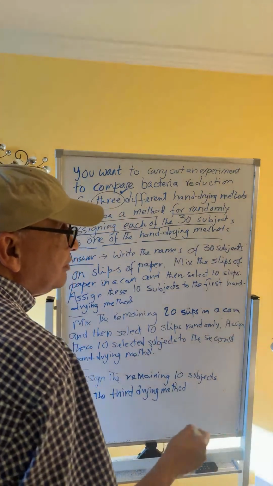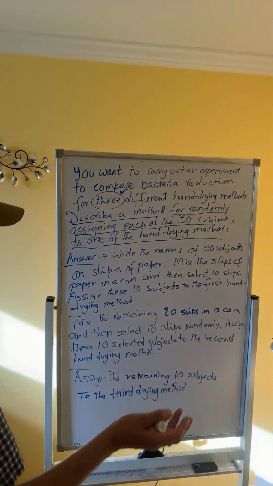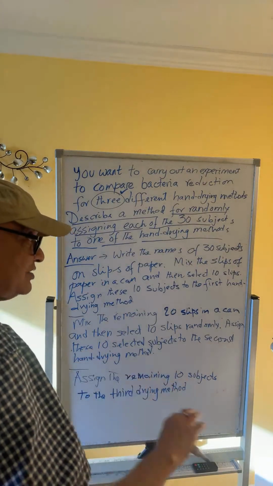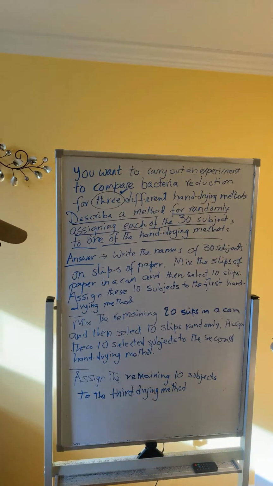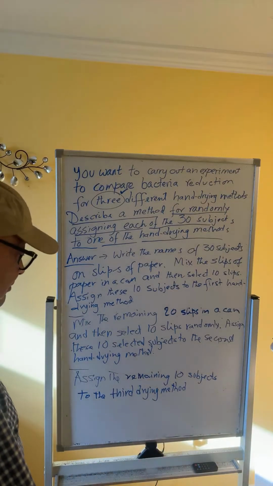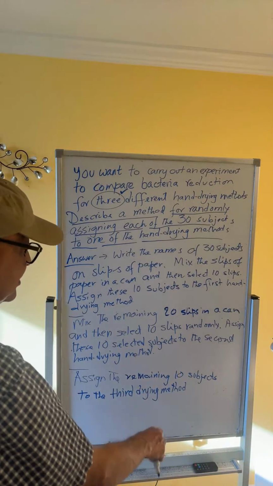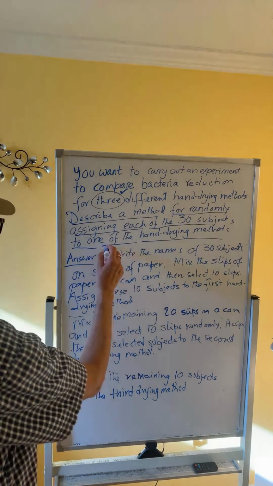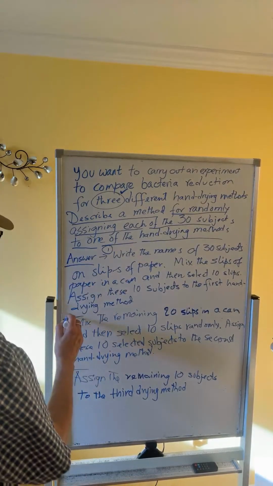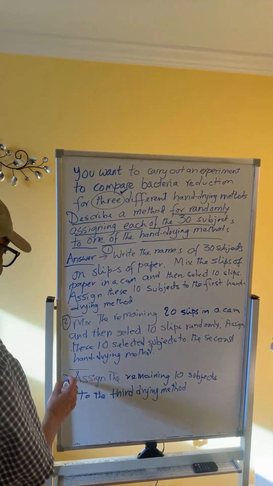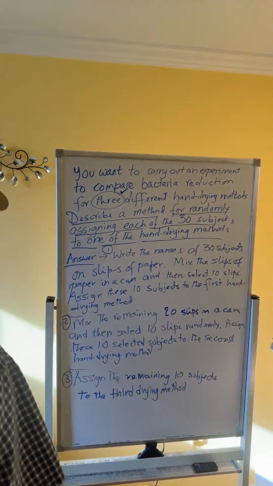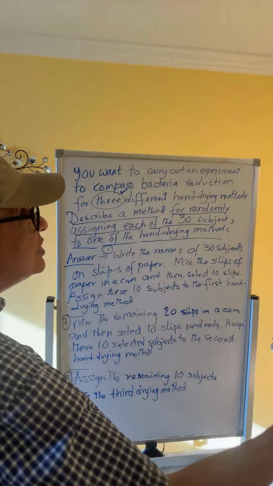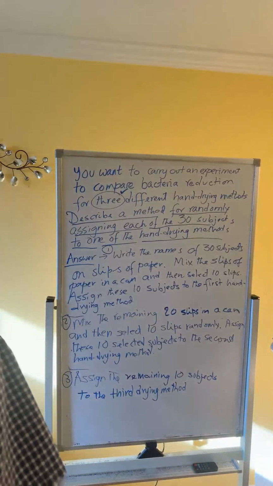You don't have to put these in the can, you know these are the last 10 slips of paper. You assign the third drying method to the remaining 10 subjects. So this is the first round, this is the second round, and this is the last round. So this way you randomly assign the 30 subjects to 3 different methods of drying.